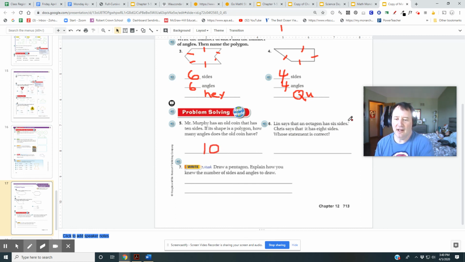Lynn says that an octagon has 6 sides. Chris says that it has 8 sides. Which statement is correct? Chris, with 8 sides. Draw a pentagon. Explain how you knew the number of sides and angles to draw. Well, I know a pentagon has 5 sides, so all I would have to do is draw the shape that has 5 sides.